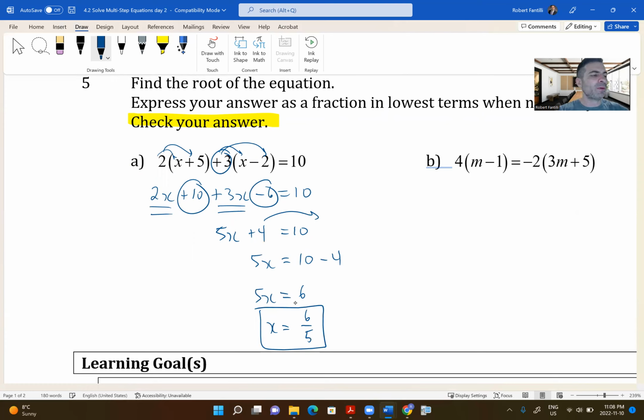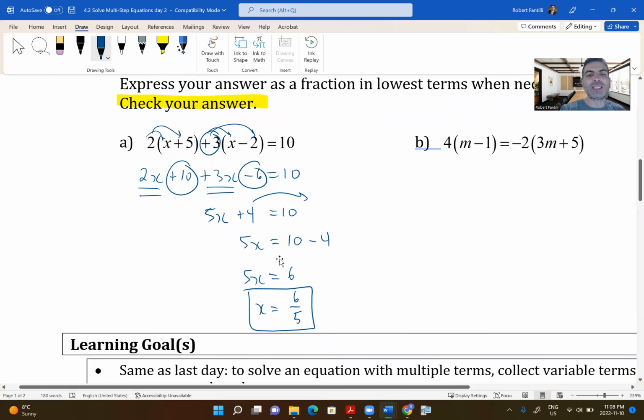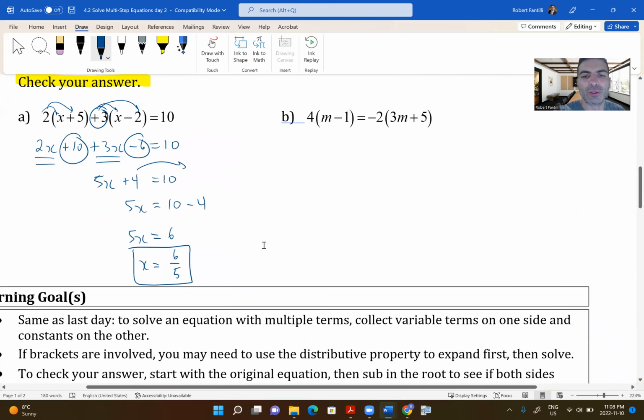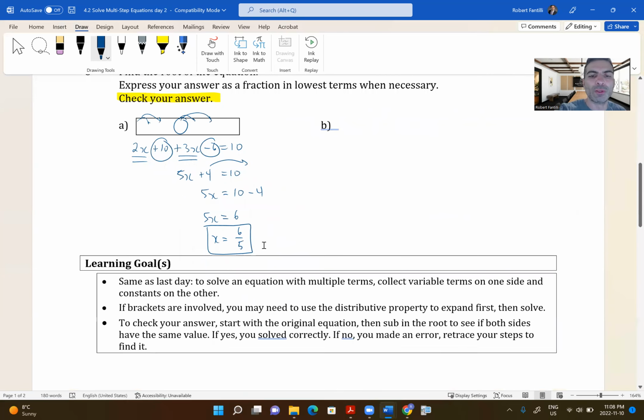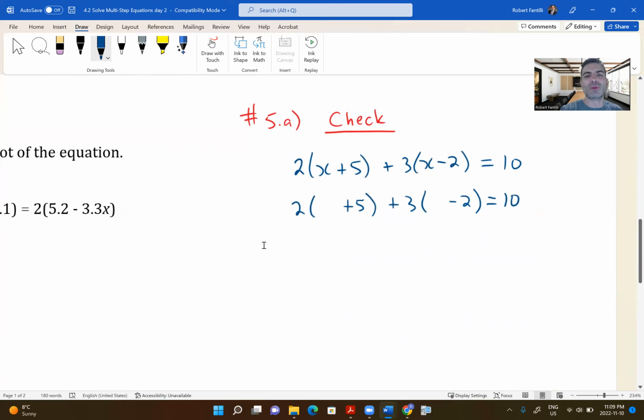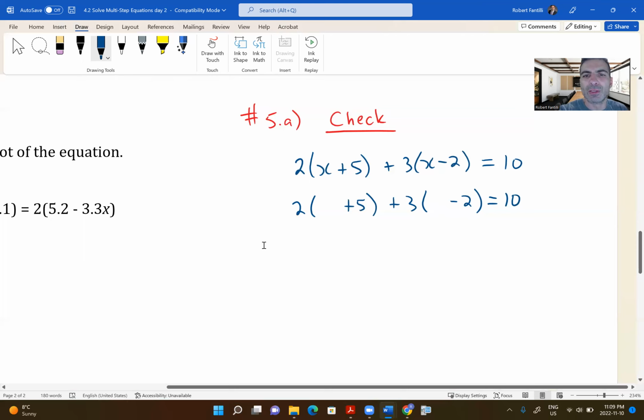Okay. Now the original question asked us to check our answer. I highlighted it in yellow so I don't forget. To check the answer to that question, we should be doing it for both. I'm actually going to check it down here. So if you don't mind, I'm going to skip over the learning goal for a moment. I'll come back to it. And I pre-populated this so that the video doesn't have to be 15 minutes long.